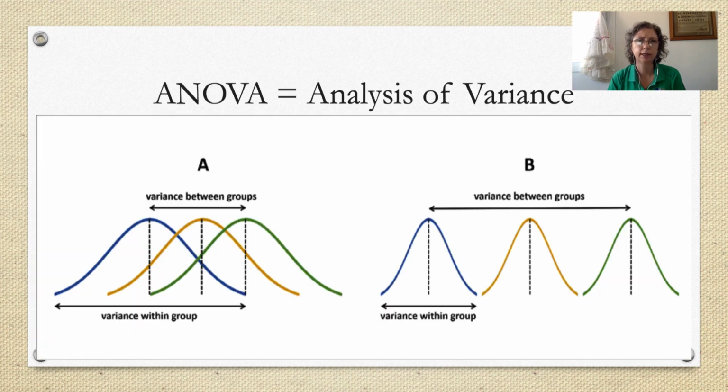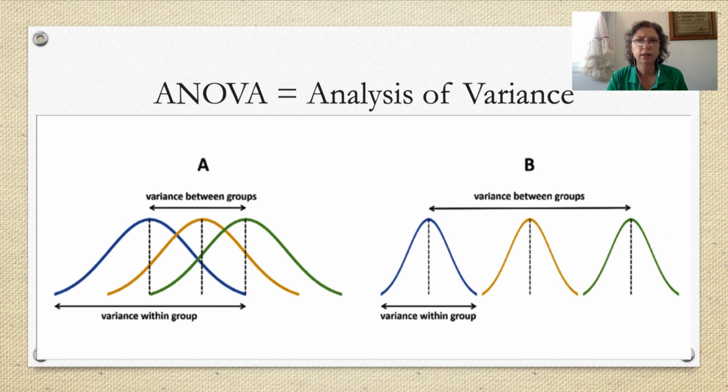Now, similarly, looking at ANOVA, analysis of variance, this starts getting a little more complicated because now we're comparing the variation within a group and the variation between groups. Because remember, this is no longer between two groups. This is more than two groups. So if you had three groups, the ANOVA looks at the variation within a group compared to the variation between.